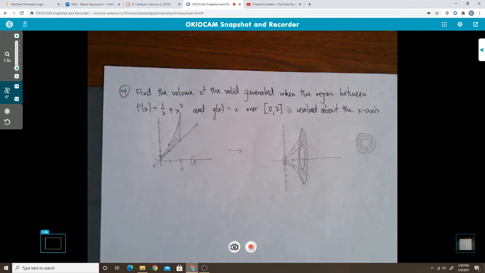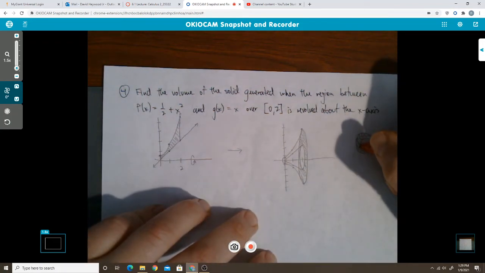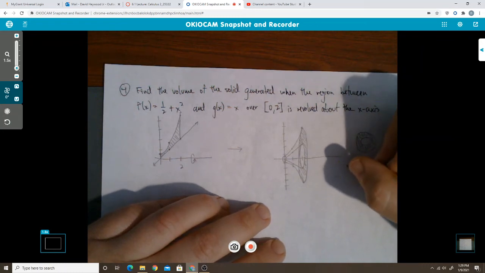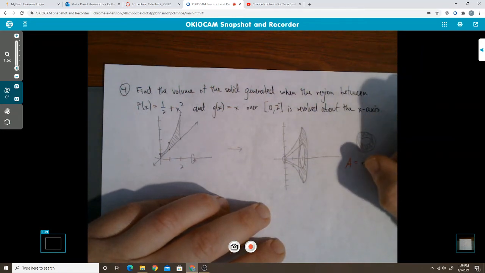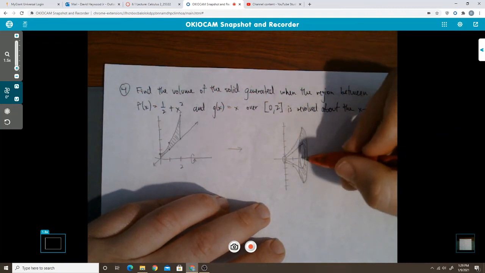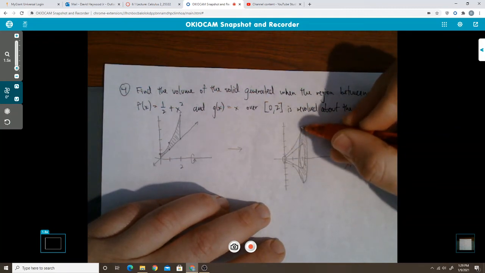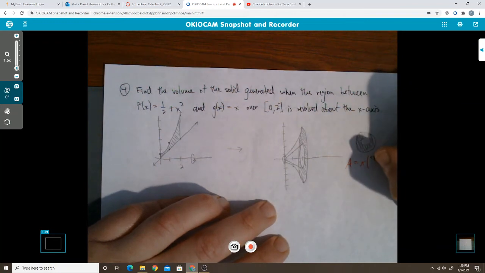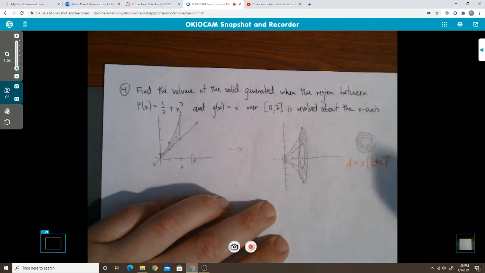Okay, good. So now how do we find the area of that washer? Well, if we find the area of the big circle and then subtract off the area of the little circle, then we'll have the area of the washer, right? So what's the area of the big circle? Well, that's going to be pi times r squared. What's r? It's the distance from the x-axis to the function value of this top function, the top function being 1/2 plus x squared. So it's going to be pi times (1/2 plus x squared) squared, right?